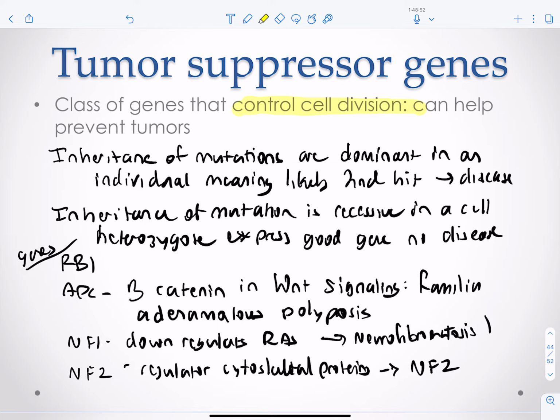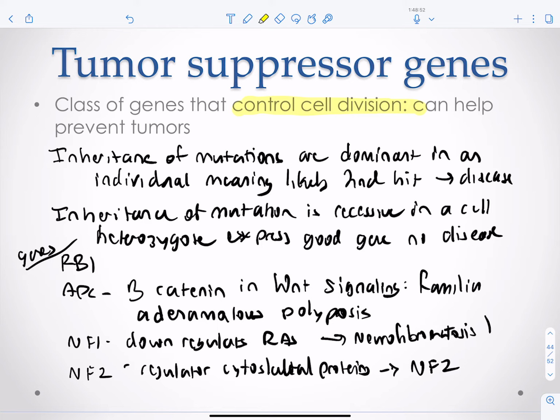Inheritance of the mutation is, however, going to be recessive in a cell, meaning that each cell is going to be a heterozygote. It's going to express one good copy of that gene, and so each cell, in theory, is not going to lead to disease unless it gets that second hit. So retinoblastoma is a tumor suppressor gene.